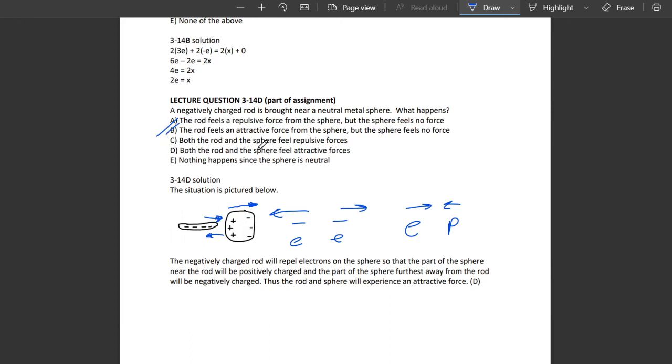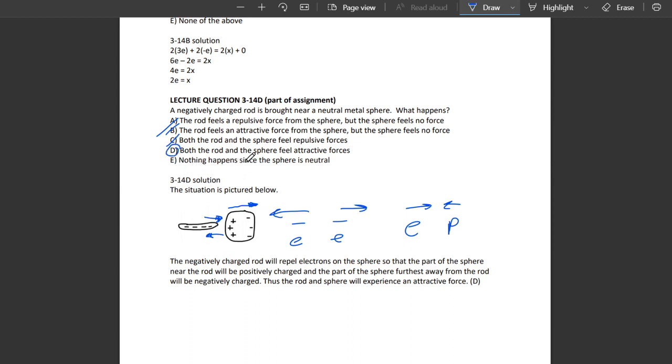C: both the rod and the sphere feel repulsive forces. Well, this would only occur if the sphere also exclusively had negative charges, but since it has positive charges that can migrate toward the negatively charged rod, C is not the answer. And then D: both the rod and the sphere feel attractive forces. That is true, and that is why D is the answer.